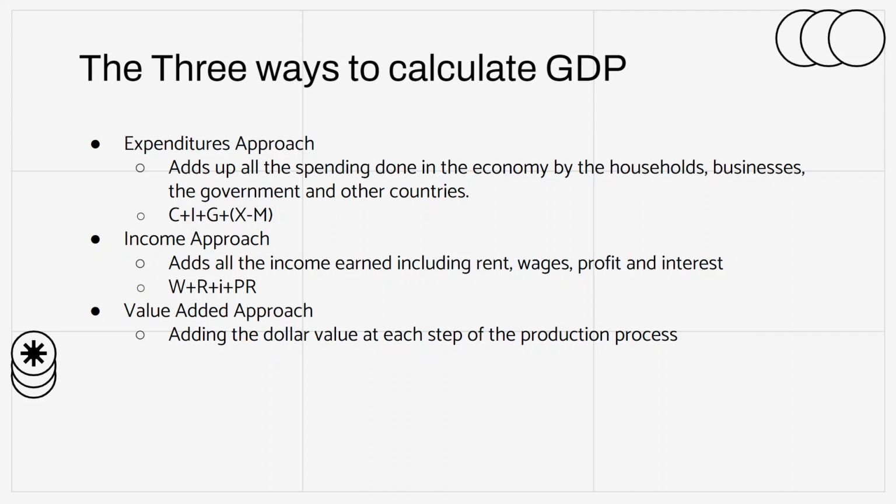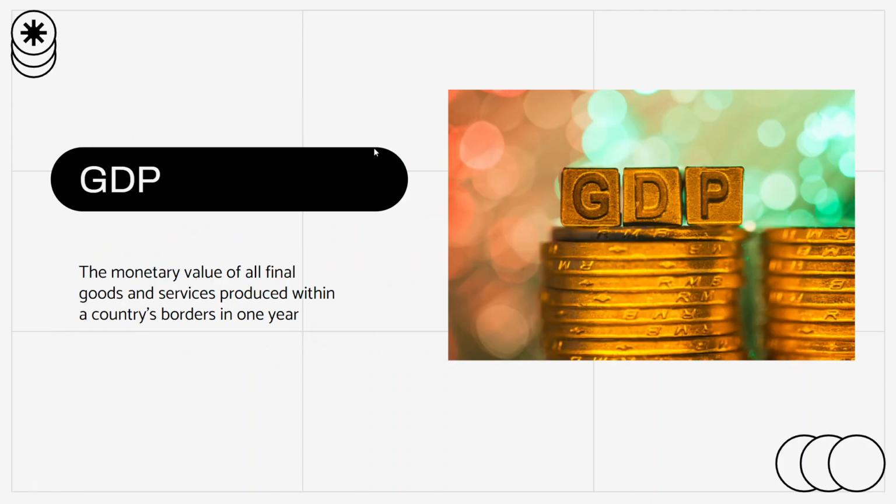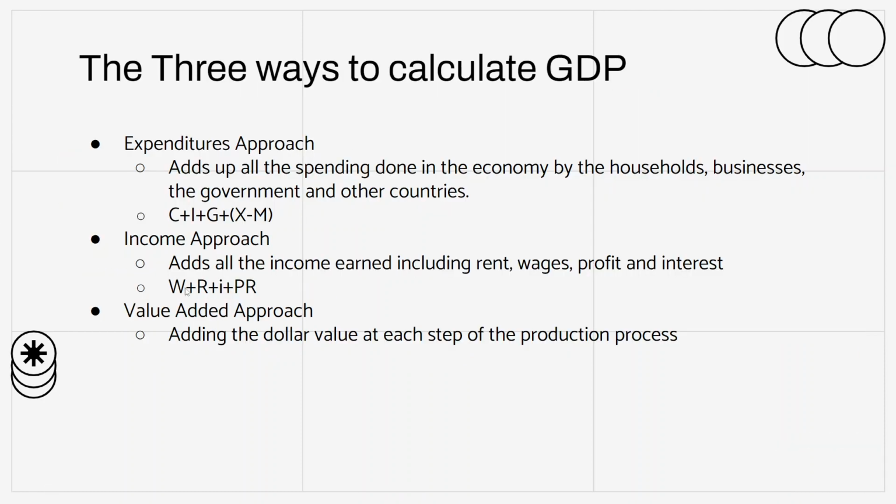Then there's also the income approach, which adds up all the income earned, including rent, wages, profit, and interest. Over here, as you can see, this is wages, this is rent, this is interest, and PR stands for profit. And the third and final one is the value added approach, which is adding a dollar value at each step of the production process. So how does the value added approach work?